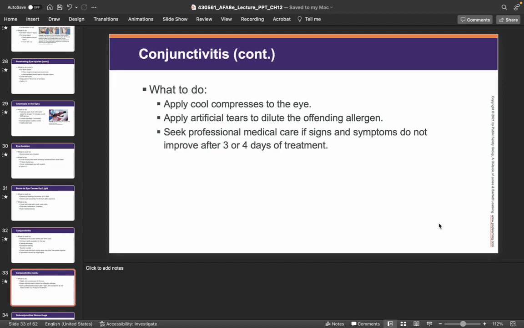So as far as taking care of it, you can use a cool rag or cool gauze over the eye. You can use artificial tears to dilute whatever caused it. And then seek professional medical care if the signs and symptoms don't improve after 3 to 4 days. Okay.